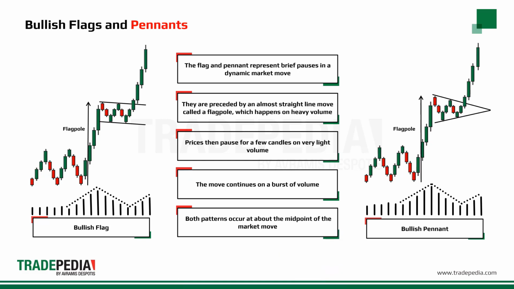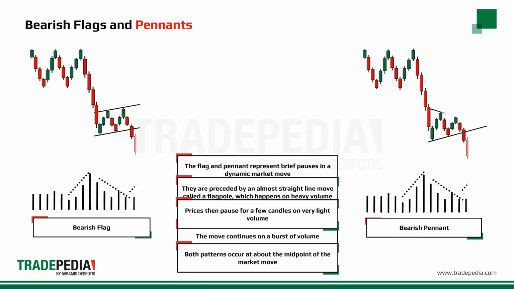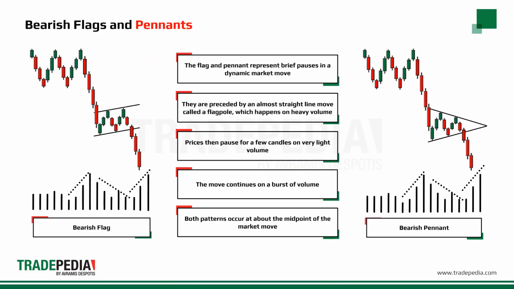Both patterns occur at about the midpoint of the market move, which means the market is expected to move up at least the distance of the flagpole. The opposite is the bearish flag and pennant, where prices form a flag or a pennant after a decline before resuming a downward move. After breaking out of the pattern, the market is expected to continue downwards until at least the distance of the flagpole.